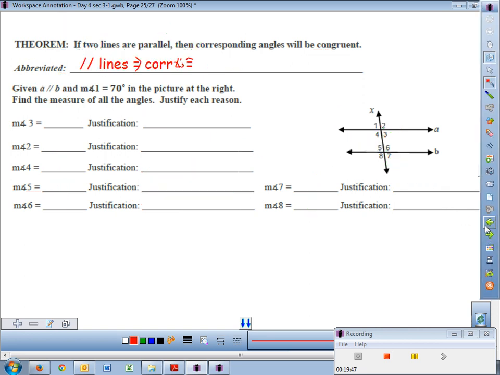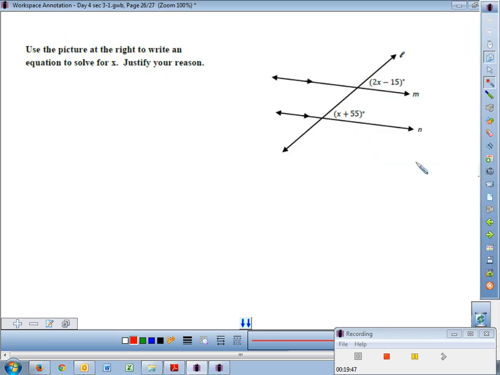So last problem here. Use the picture at the right to write an equation to solve for x. And we actually will solve for x. Then justify our reason. So, whoa, use the picture. Well, let's see what we got here. I got some expressions in these angles right here, but we did a good job in class of recognizing this. What do they really give us? They give me parallel lines. It's like a hidden secret. They're telling me line M is parallel to line N just by those arrows in the picture right there.